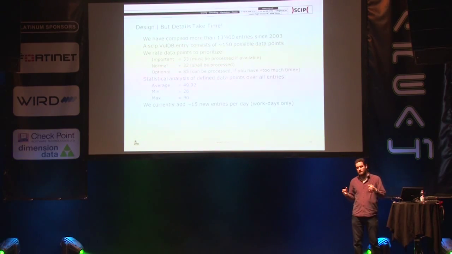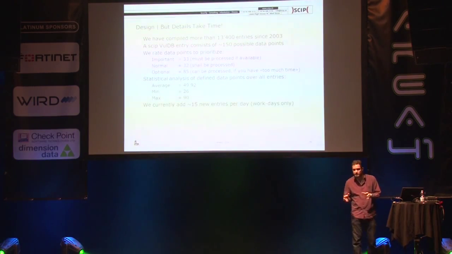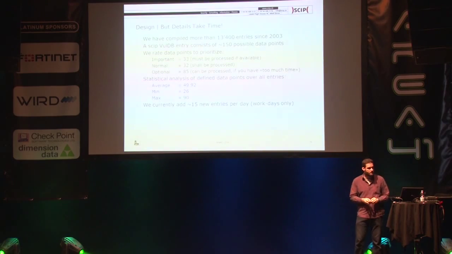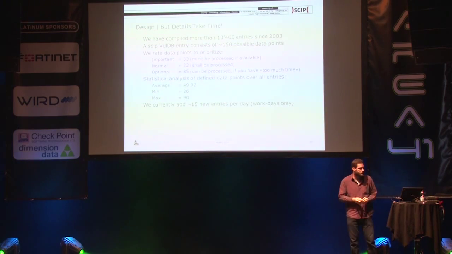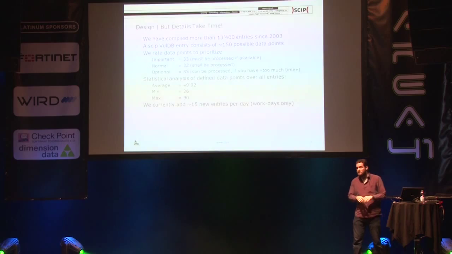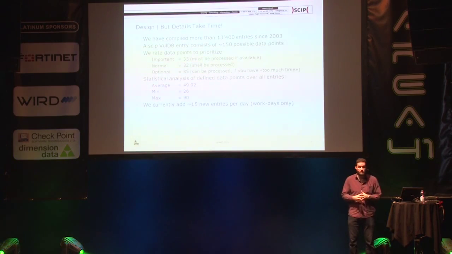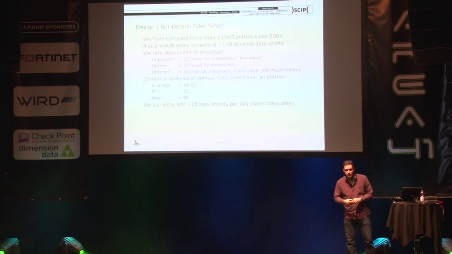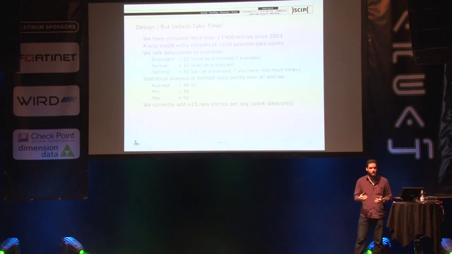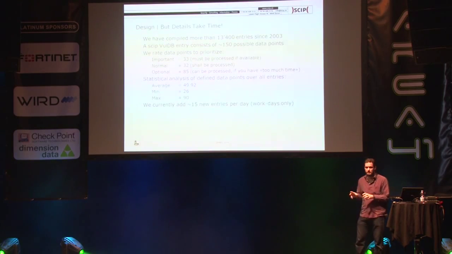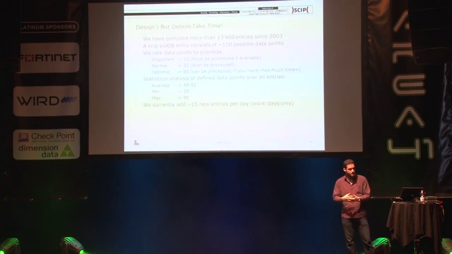And we use approximately 150 data points per entry. That means we have 150 different information details available in an entry. Because it's impossible to add all of them, since you don't have the time and often you don't have the information, we have to provide a priority: which data point is important for an entry, which must be added and which shall be added.